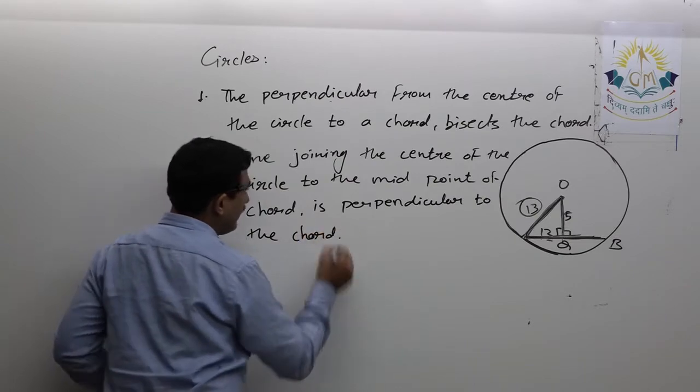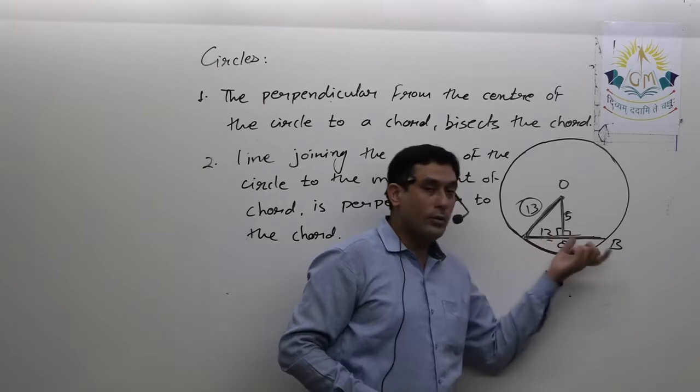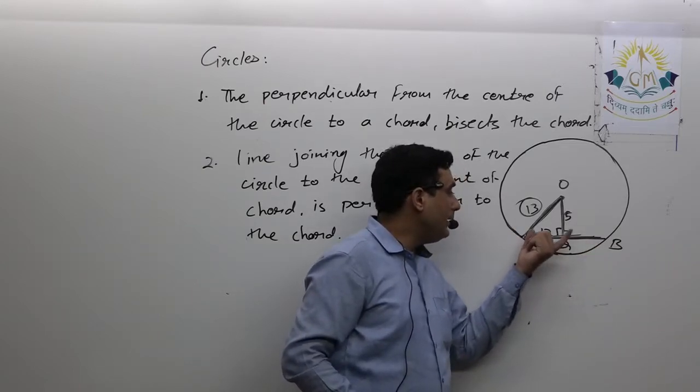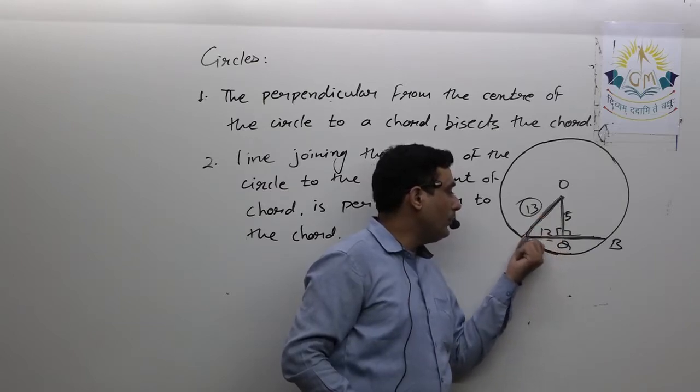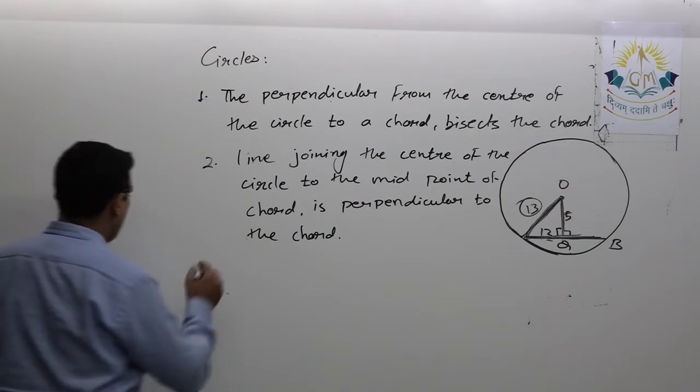That means if AQ is a line such that AQ equals QB, that means Q is the midpoint of AB, then definitely OQ is perpendicular to AB. Okay, so these were the first two theorems.